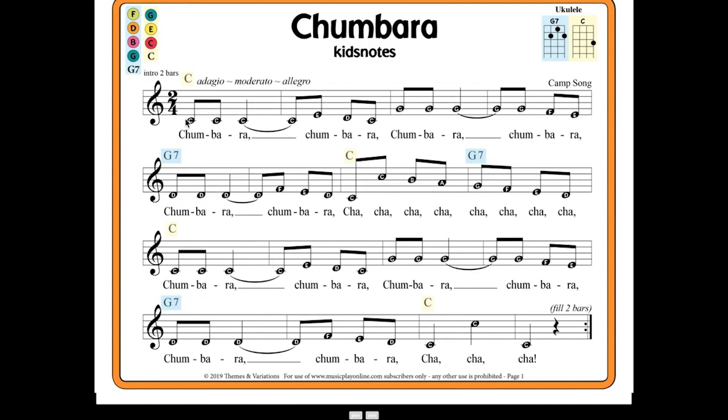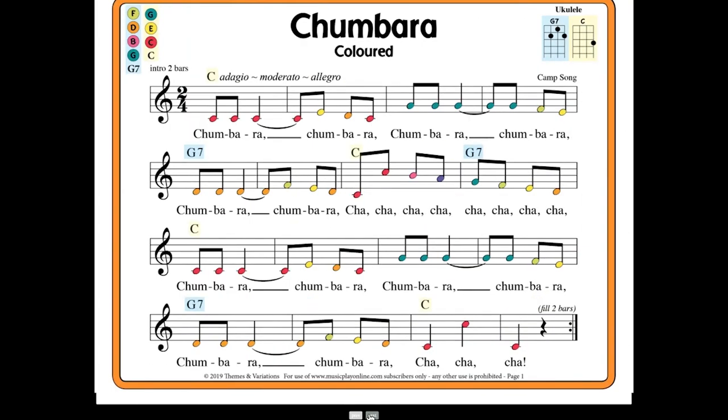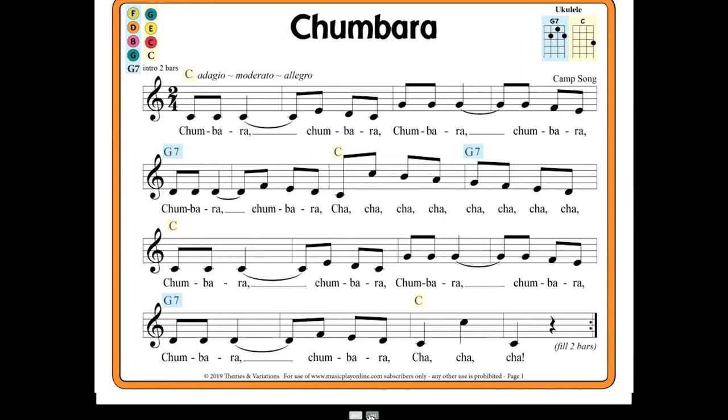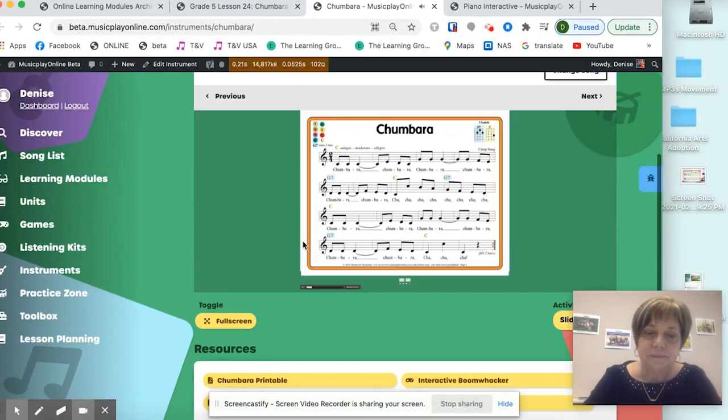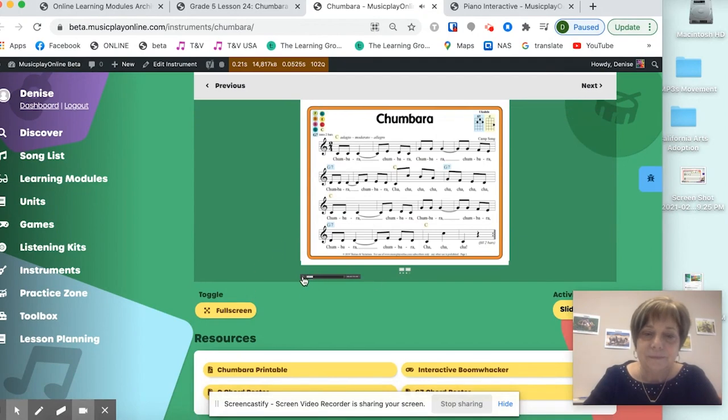So the first time is C, C, C, E, D, C, G, G, G. I've got kids' notes. It tells me what notes to play. Second time, colored notation. And again, that's helpful hints for your boomwhacker players. Third time, standard notation. And there are accompaniment tracks with this. And the first time, quite slow. So that's a whole lesson on chumbara.